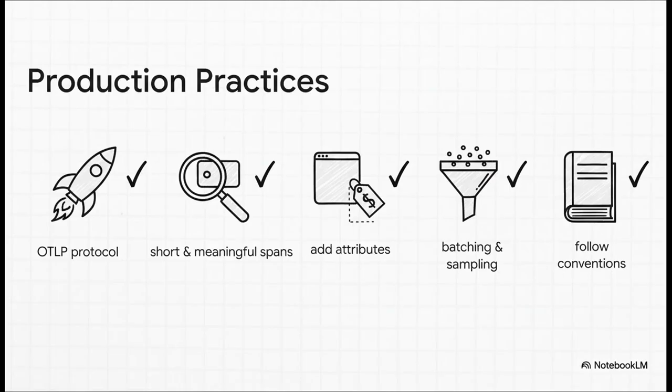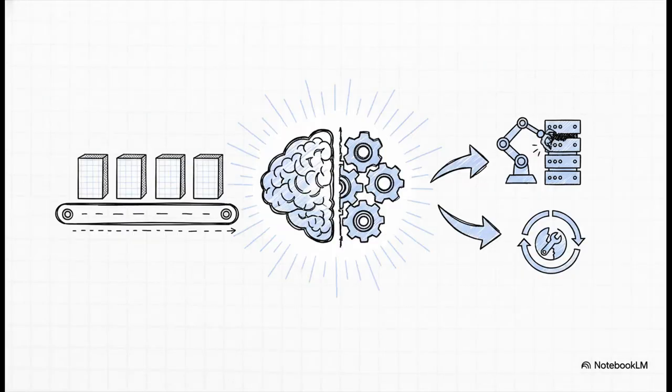Now, to get all those amazing benefits, you gotta follow a few best practices. So here's a quick cheat sheet. Always use the OTLP protocol. Keep your spans short and meaningful. Don't trace everything under the sun. Add a ton of attributes for context. And I'm gonna say it again, follow those semantic conventions strictly. Don't make up your own names. Just don't. And that last point, it really brings us to the future.